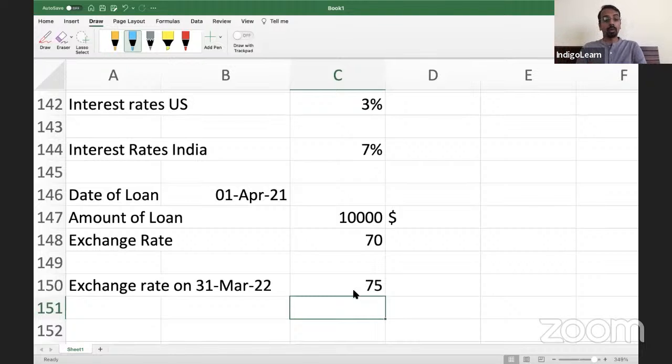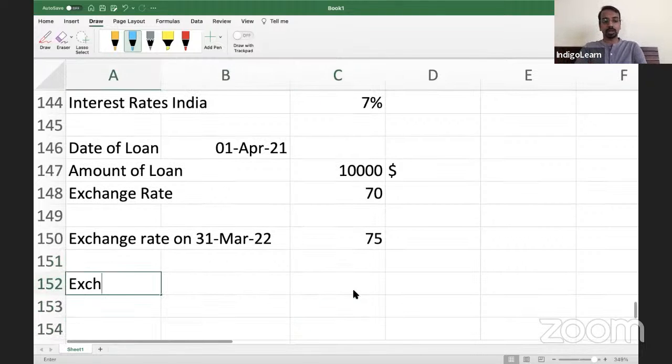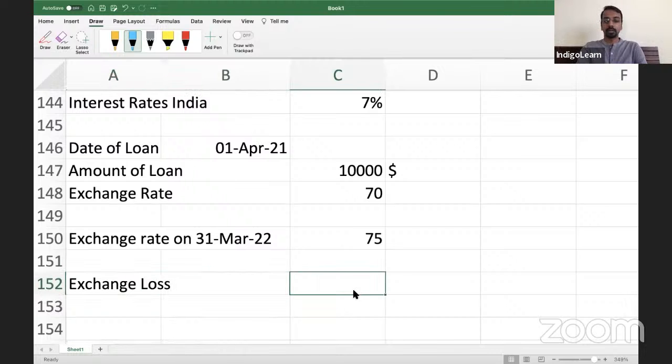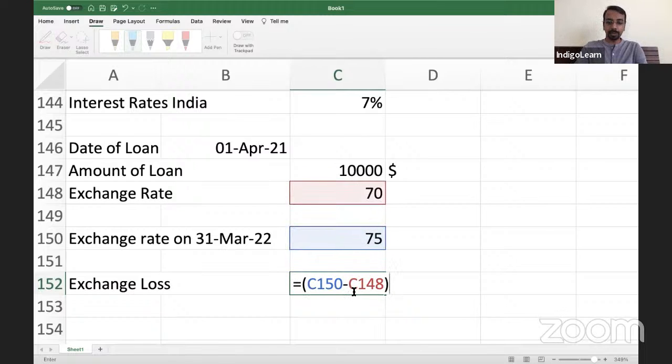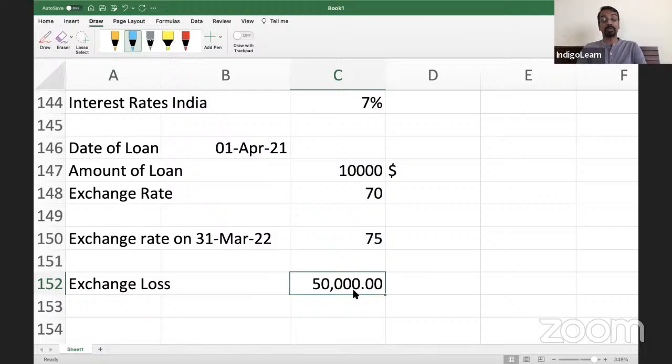Now what happens here? How much is the exchange loss? You borrowed something at 70 and now you have to pay 75. What is the exchange loss? Exchange loss is 75 minus 70, that is 5 rupee per dollar, multiplied by $10,000. You have an exchange loss of 50,000.